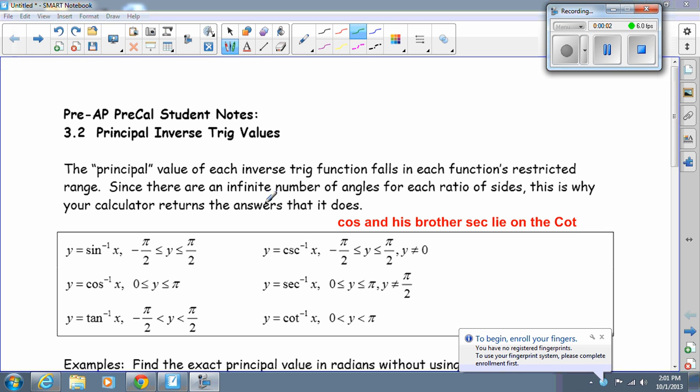Hello guys, today we're doing our 3.2 principal inverse trig values.